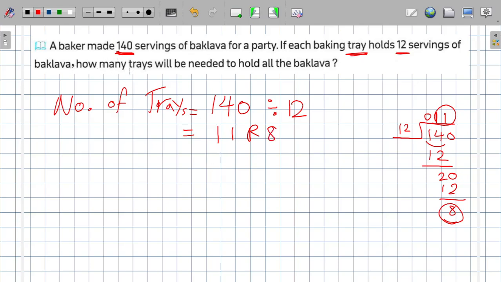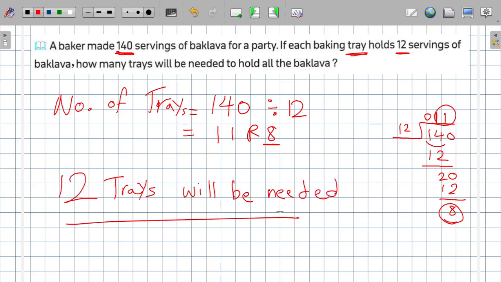But if I want to answer this question, how many trays will be needed to hold all the baklava, I think it will be 12. But why? Because the last 8 servings will be held in a new tray. So I think we will need 12 trays. Okay, so I will say 12 trays will be needed to hold all the baklava.